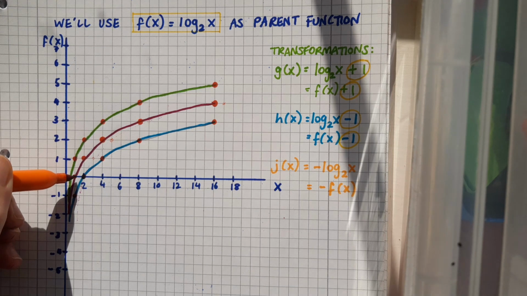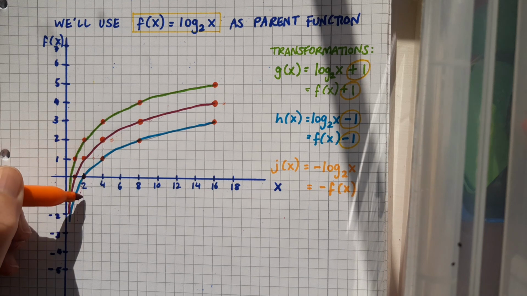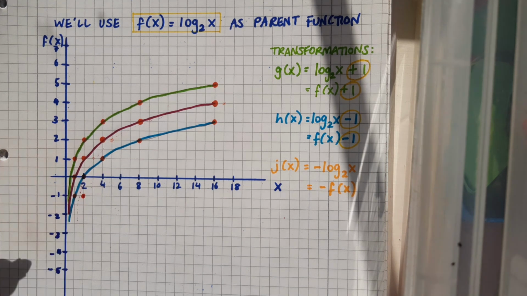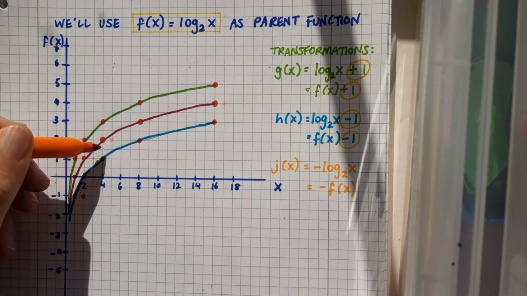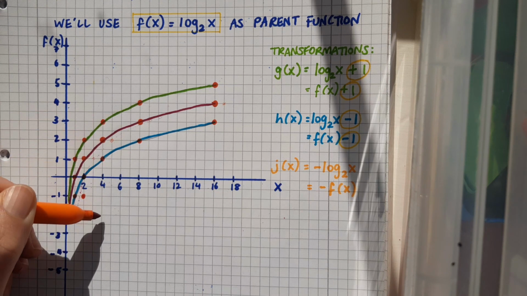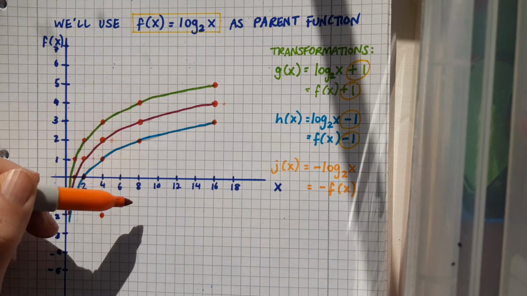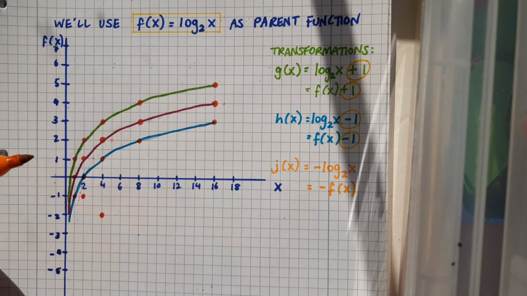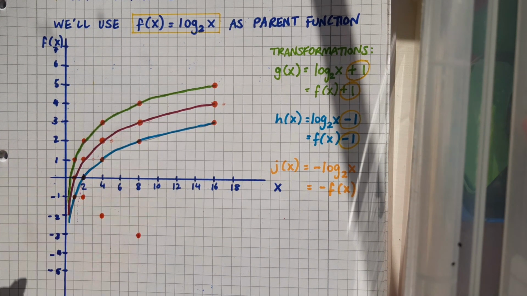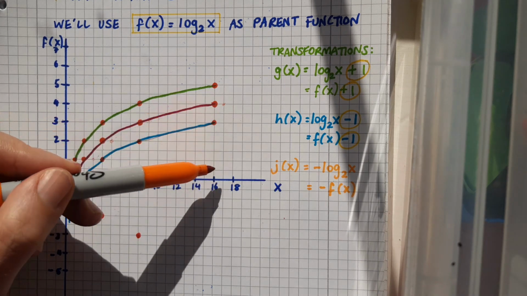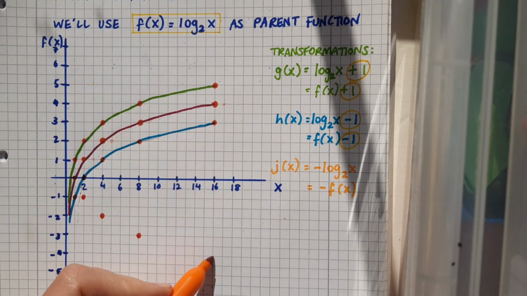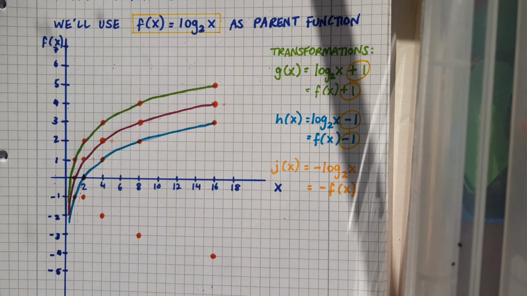So the points on the x-axis can stay put. This was (2, 1), so now I'm going to (2, minus 1). This was (4, 2), so now I'll go to (4, minus 2). This was (8, 3), so now I go down to (8, minus 3). And this was (16, 4), so then I go down to (16, minus 4), which is just there. And then I'll join these points together to create the function.